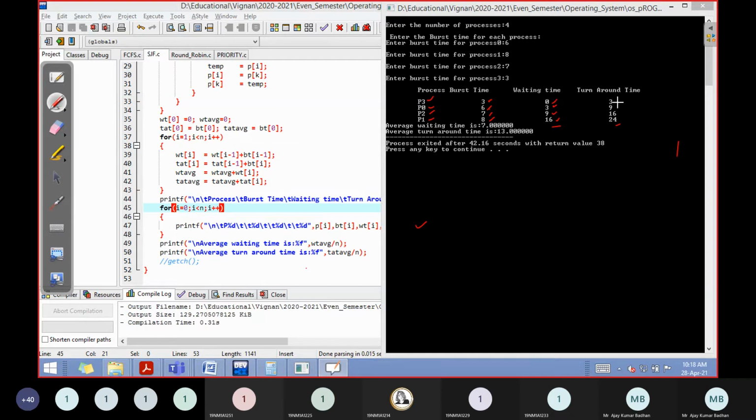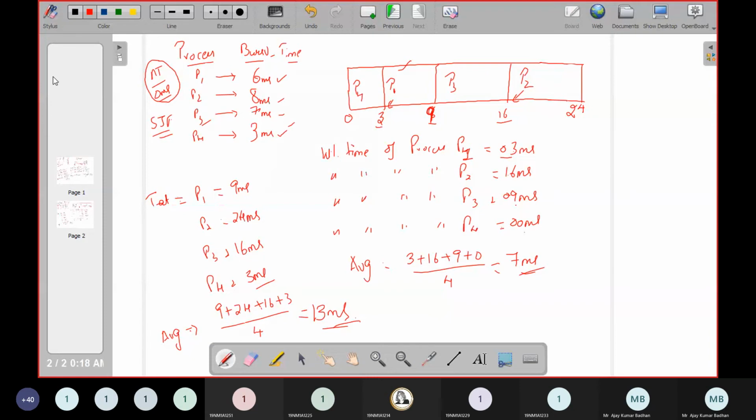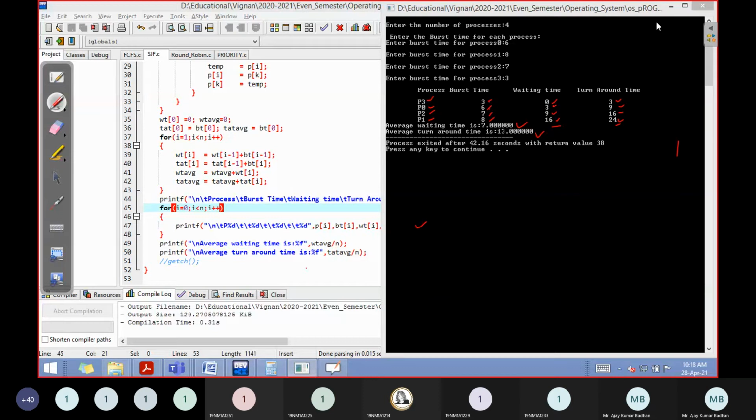And same way you got this one. P0 you got 9, P1 you got 24, P3 you got 3 milliseconds, and P2 we got 16. So based on that, the average waiting time we got here is 7 milliseconds, and average turnaround time is 13 milliseconds. So I think this is what we have got, right? Yeah, exactly, 7 milliseconds, 13 milliseconds. So your output is perfect.